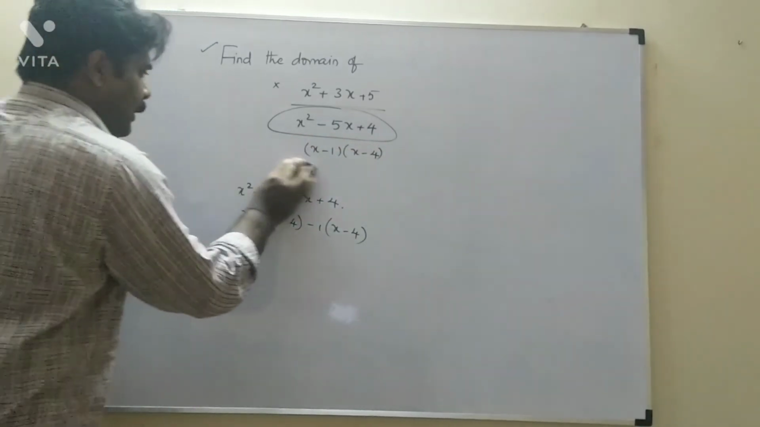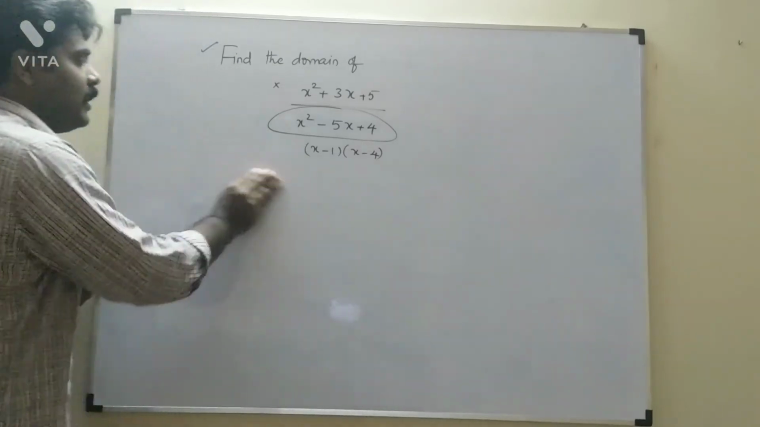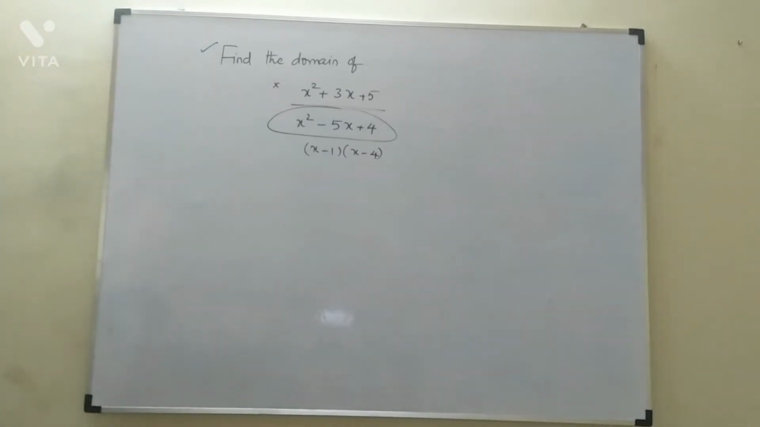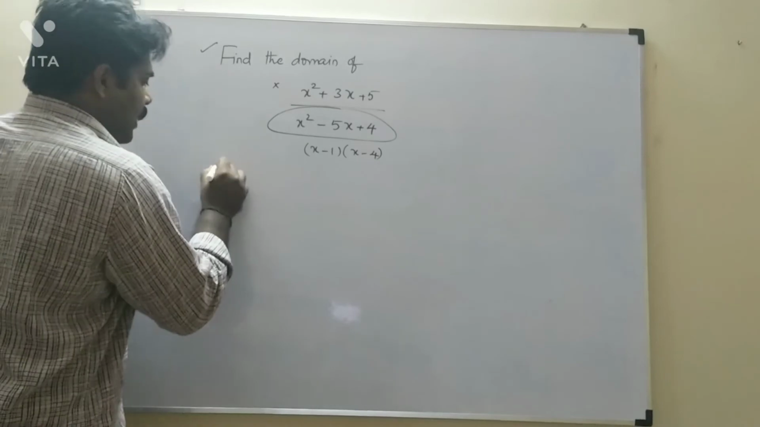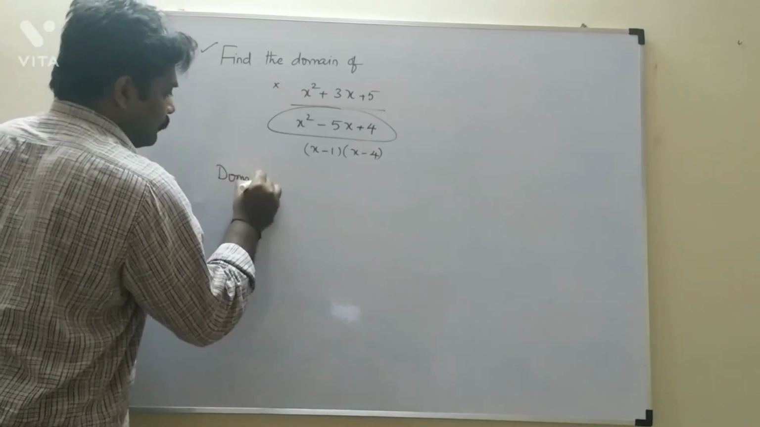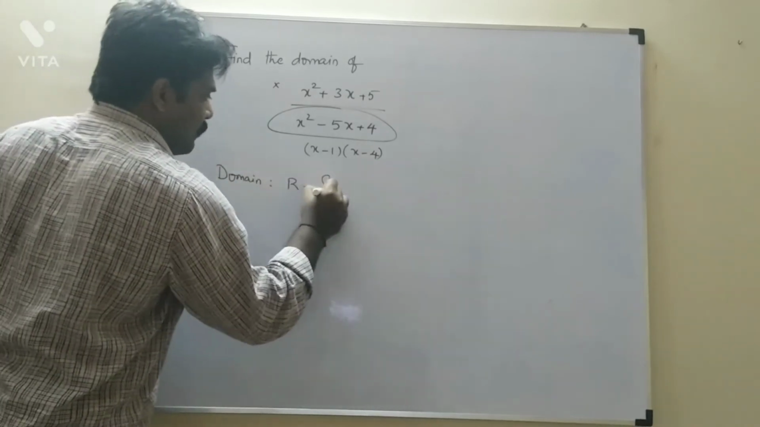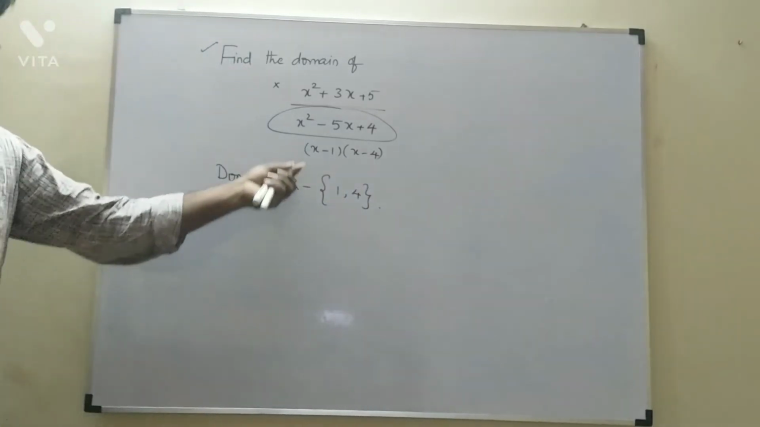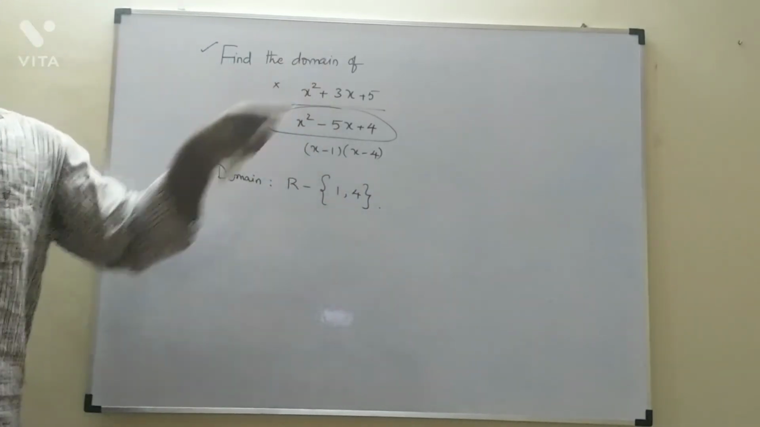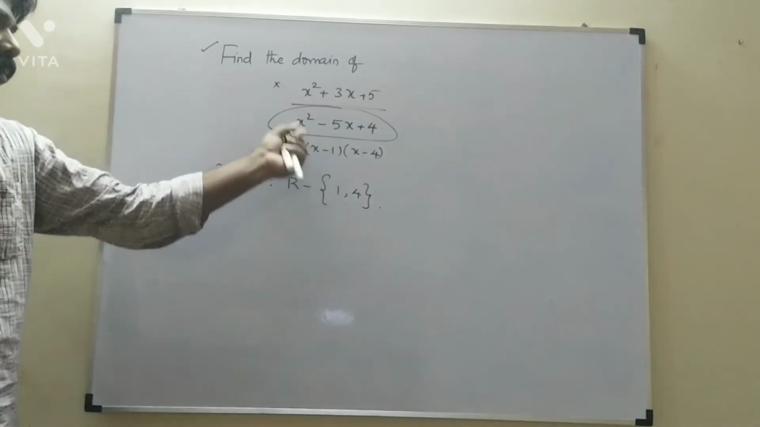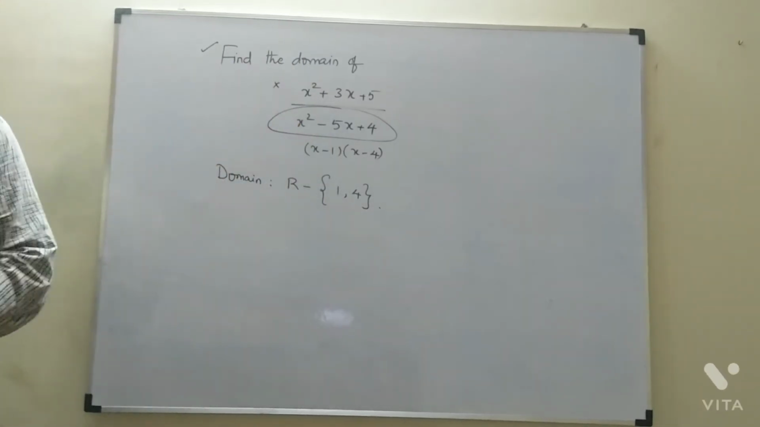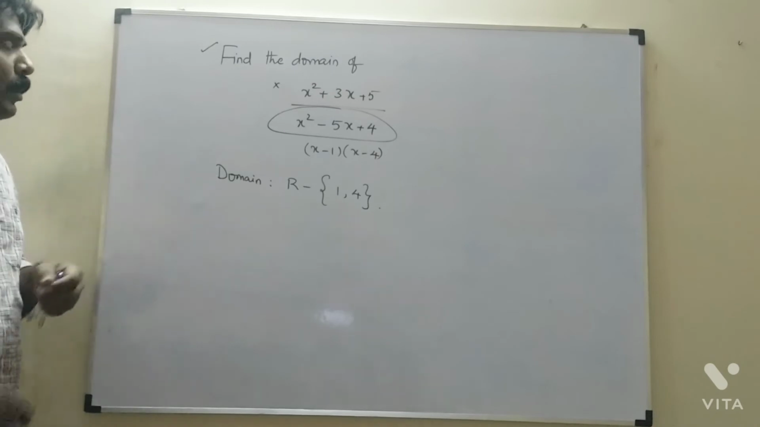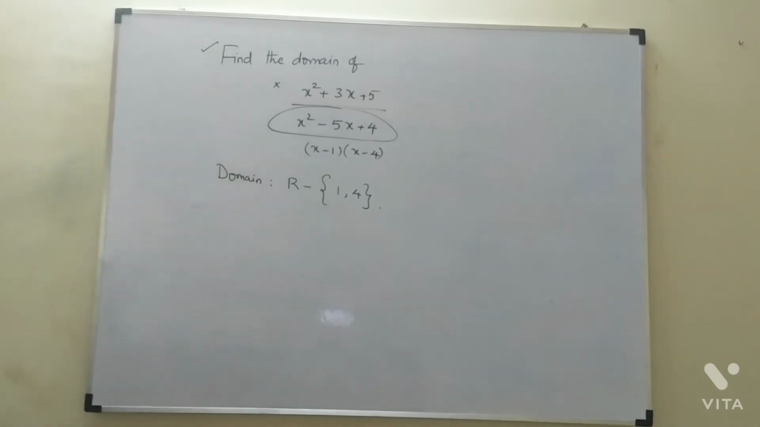So what do we mean by domain? Domain is nothing but my input value. So I can give any real number as my domain except 1 and 4. What will happen if I give 1? If I give 1, this function will become undefined. Or if I give 4, this will become undefined. So this is how we find the domain for these kinds of questions.